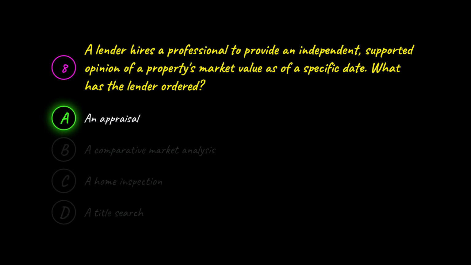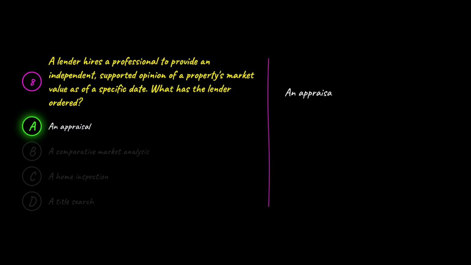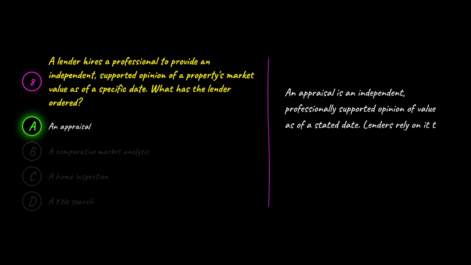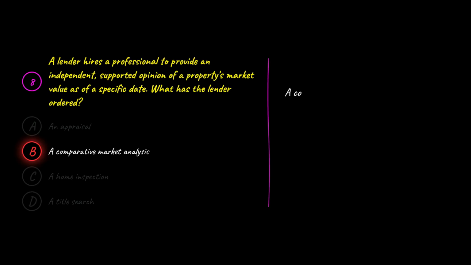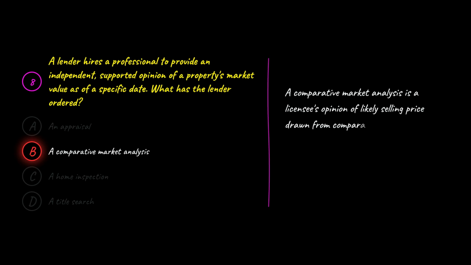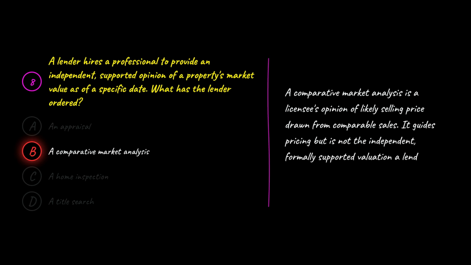The correct answer is A. An appraisal. A is correct because an appraisal is an independent, professionally supported opinion of value as of a stated date. Lenders rely on it to confirm that a property offers adequate collateral before they approve a mortgage loan. B is wrong because a comparative market analysis is a licensee's opinion of likely selling price drawn from comparable sales. It guides pricing but is not the independent, formally supported valuation a lender orders from a credentialed appraiser.